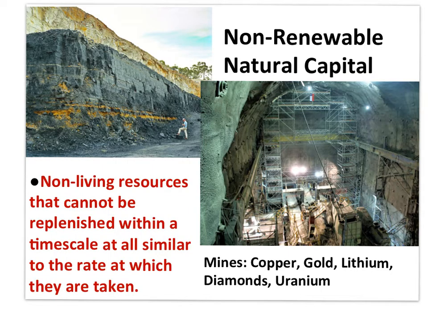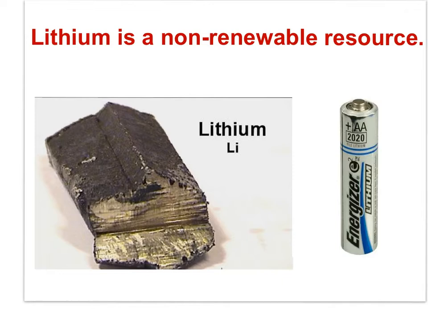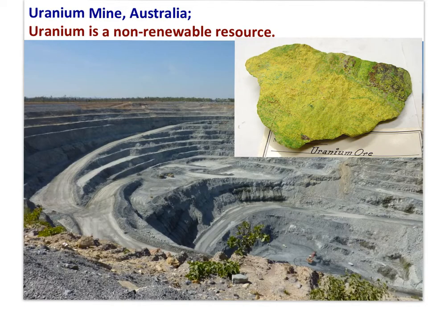Non-renewable natural capital includes all minerals: copper, gold, lithium, uranium, diamonds. Lithium is an example of a non-renewable natural resource. People extract lithium for batteries, as well as some medical uses. Uranium is a mineral. One must dig and dig to extract uranium from the deep earth. Uranium is a non-renewable resource harvested by people for use in nuclear energy production or military use.